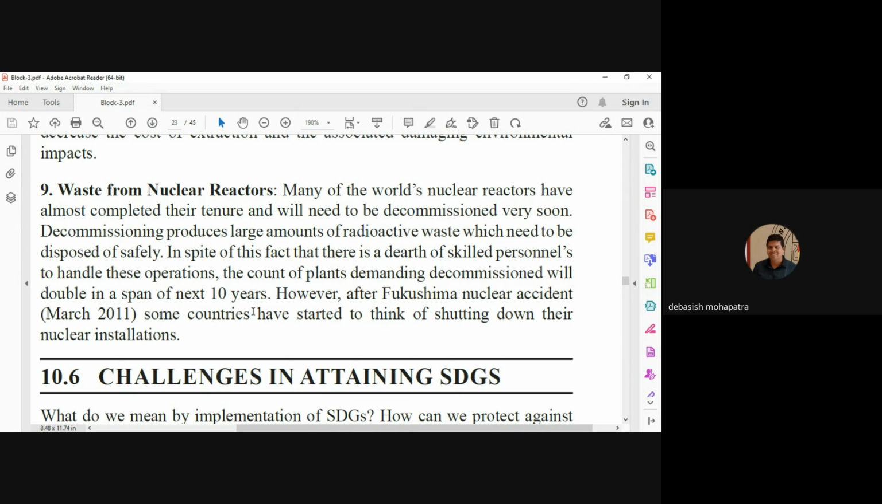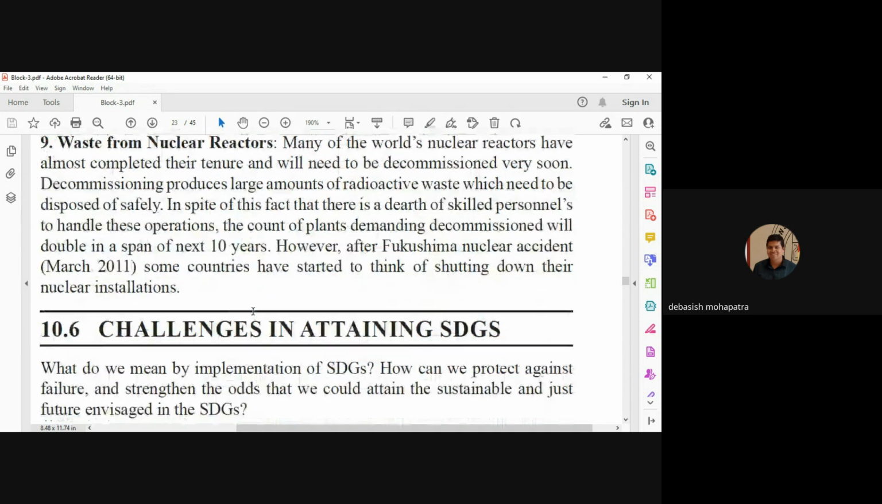However, after the Fukushima nuclear accident in March 2011, some countries have started to think of shutting down their nuclear installations. Okay, but shutting down is not the solution. We should find a way to decommission these properly.